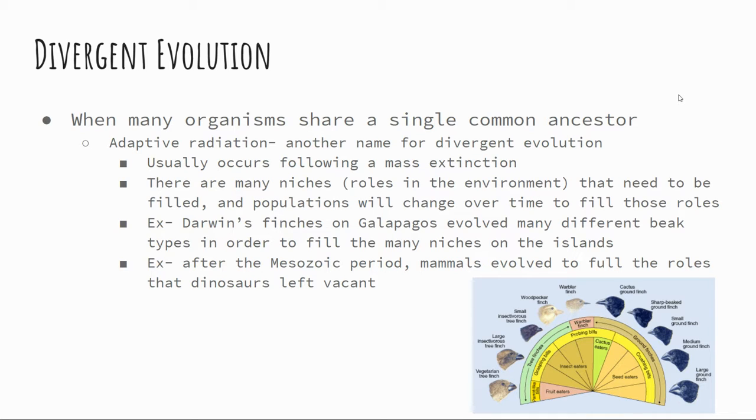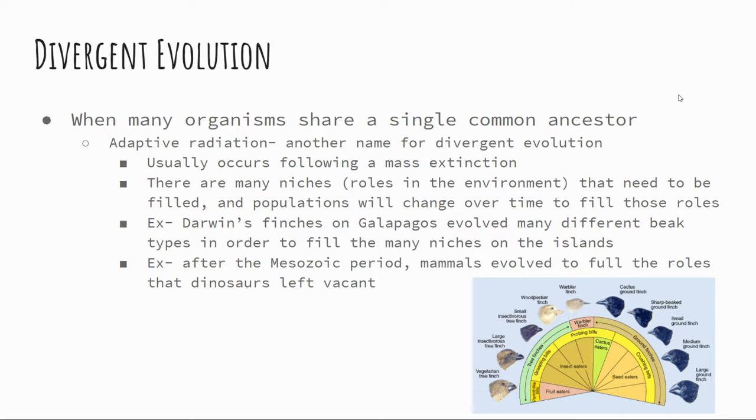Divergent evolution is the other side of this, when many organisms share a single common ancestor. Another vocab term there is adaptive radiation, which is another name for divergent evolution. And this usually occurs following a mass extinction episode, which we're going to talk about some of those in the next couple of slides. So there are many niches. Niches, remember, is a role in the environment. In Unit 9, we'll focus a lot more on niches.